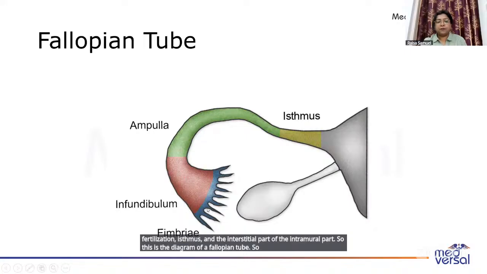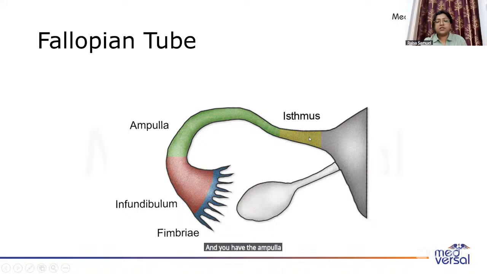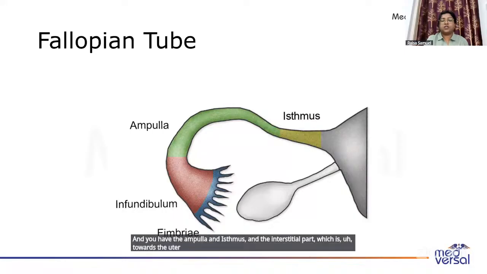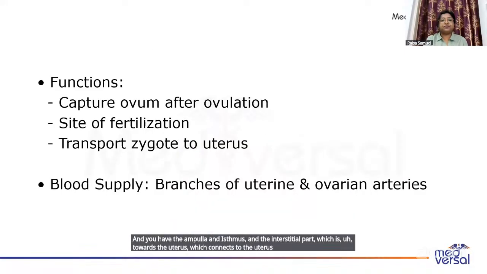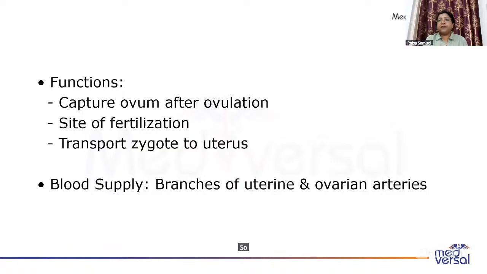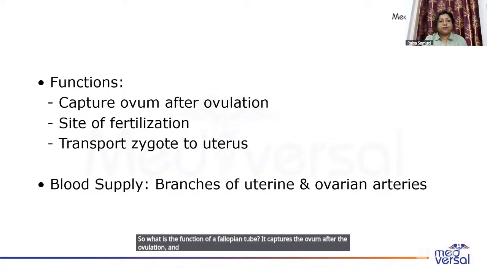So this is the fimbriae. Then you can see the infundibulum. The fimbriae is close to the ovary, and you have the ampulla and isthmus and the interstitial part, which is towards the uterus, which connects to the uterus. So what is the function of a fallopian tube? It captures the ovum after ovulation, and it's also the site of fertilization.